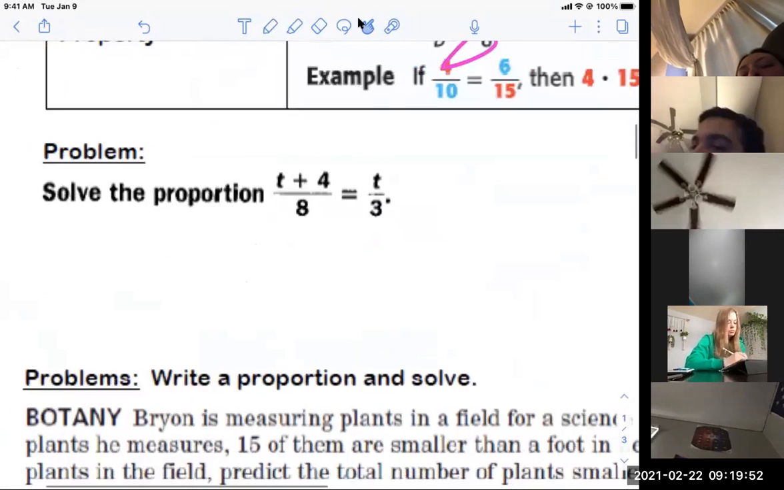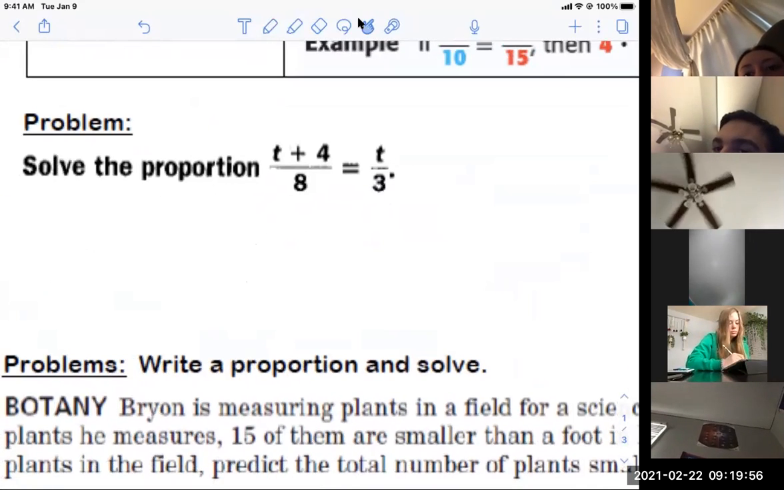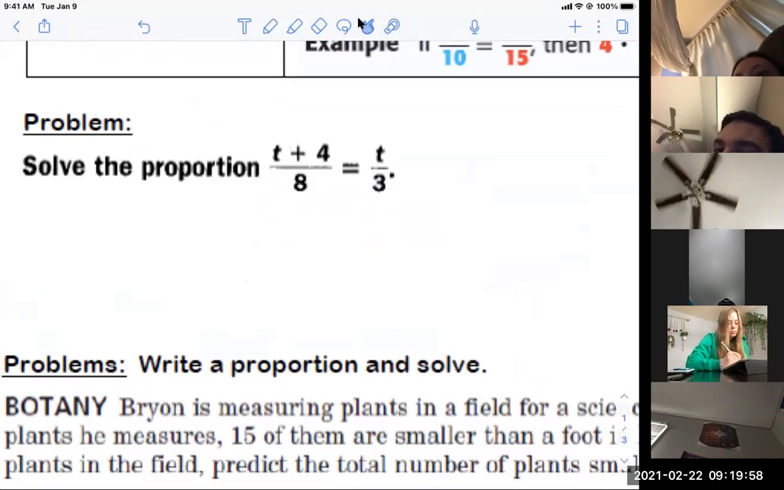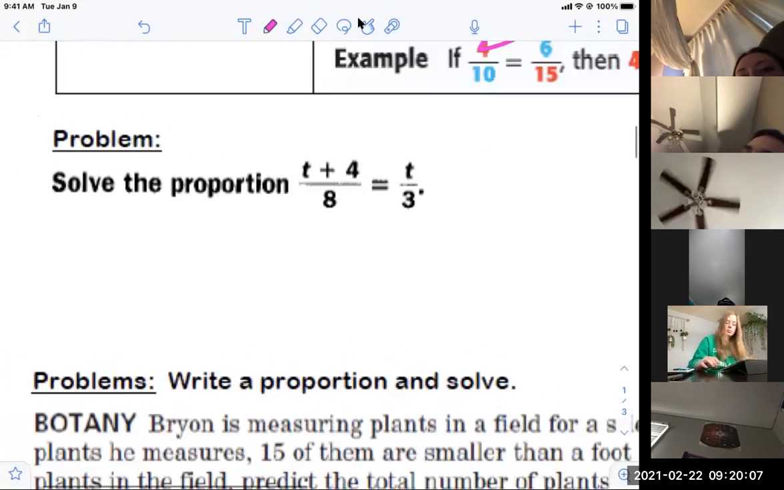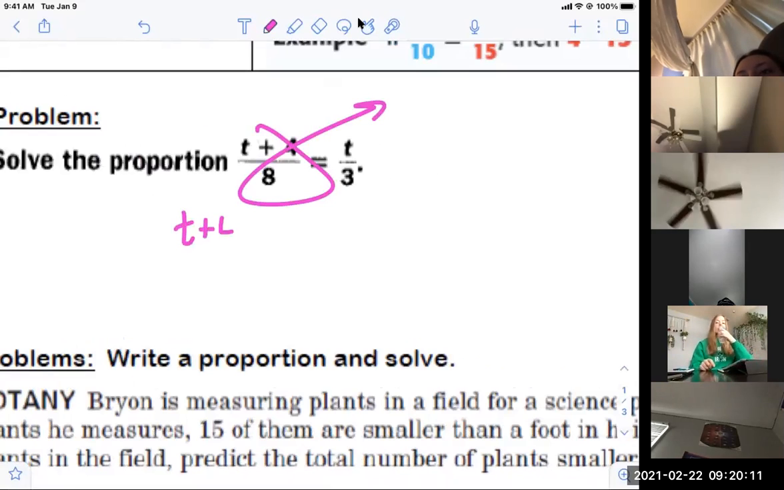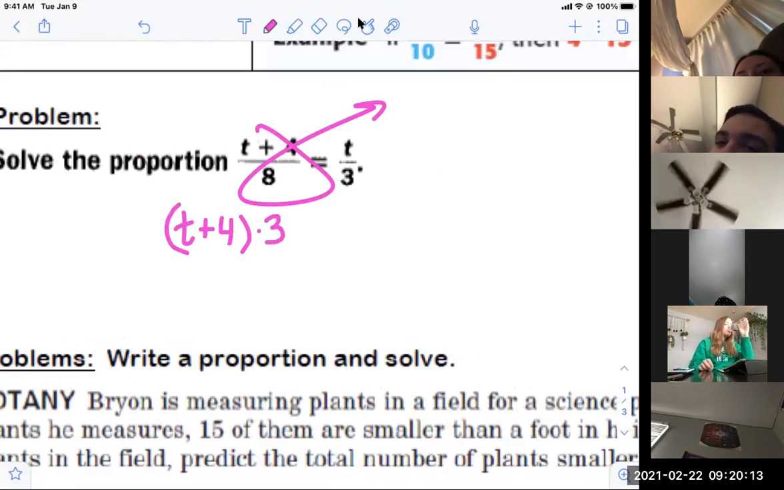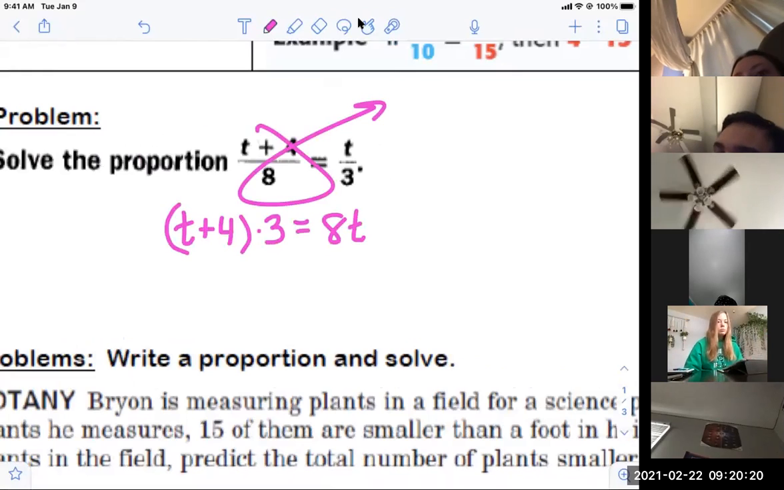All right, so solving. Braden, tell me how to solve that. You would do t plus 4 times 3 and then 8 times t. Okay, so I'm going to go ahead and write this way. What might be a mistake that you need to watch out for? This is for anybody. This doesn't have to be Braden. What would be a mistake you need to watch out for on this kind of problem?